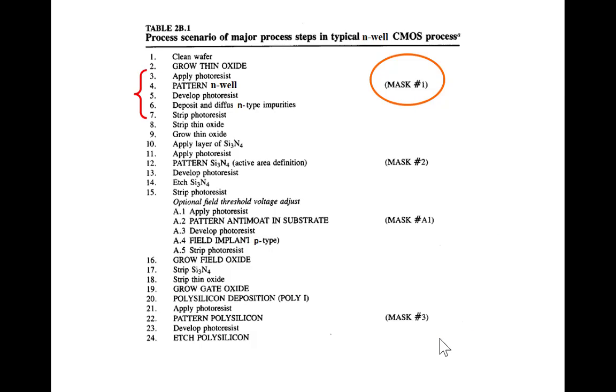So the first thing I'm going to do is look at patterning the N well. Of course, this is the first thing that occurs in this processing flow. We start with a wafer, we clean it, we grow thin oxide, we apply photoresist, we pattern the N well, develop the photoresist, deposit and diffuse N-type impurities, and strip the photoresist. So I'm going to go through those steps right now.